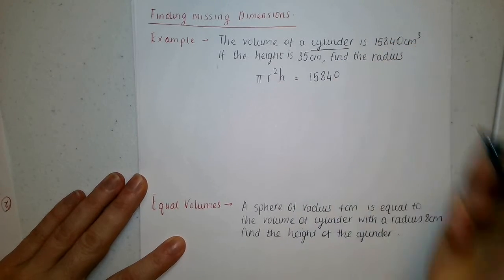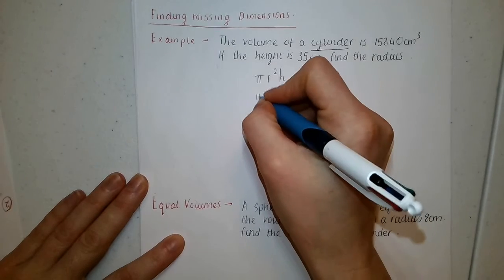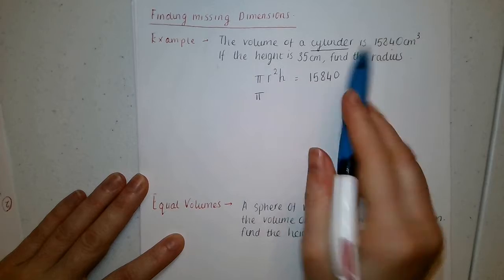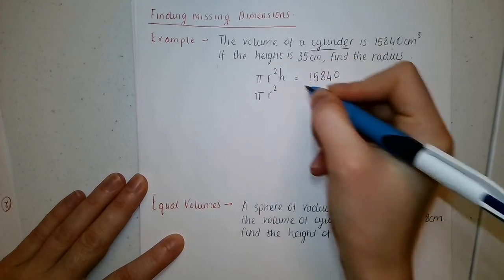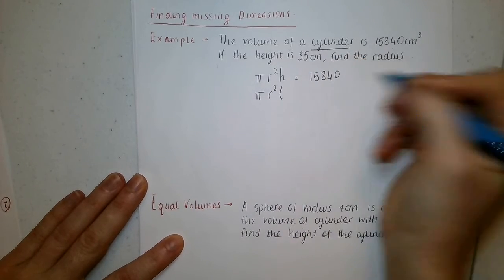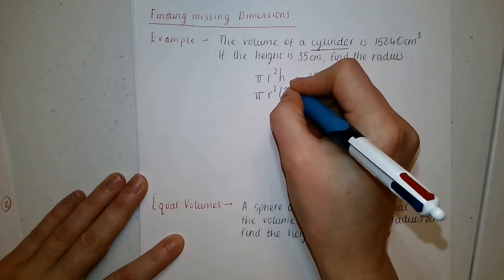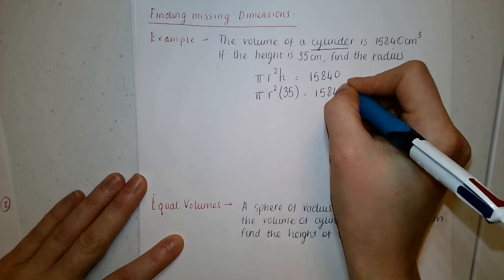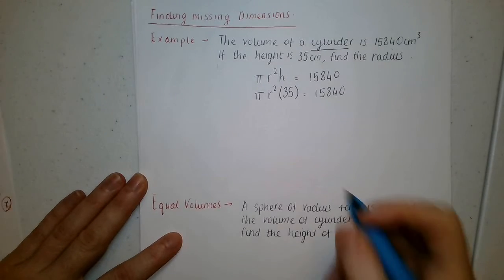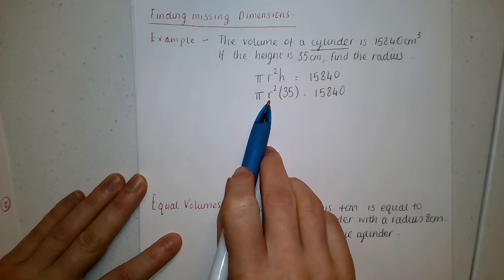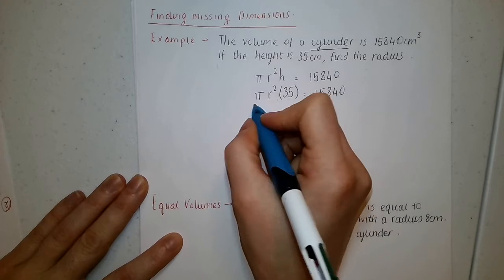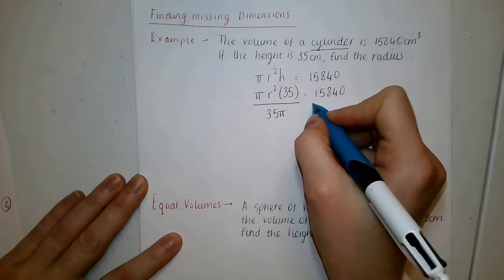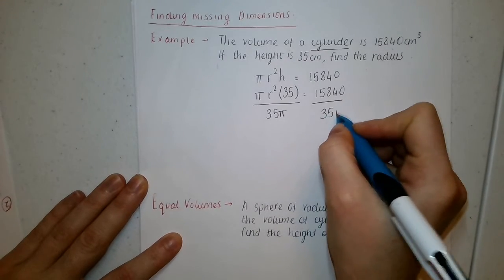And in this question that's equal to 15,840. We're going to leave pi as it is. We'll use the pi button on our calculator. We don't know what the radius is for now, so we're going to leave that as r squared. But we do know that the height is 35 centimetres. So we want to isolate r, we want to get r on its own. So we're going to divide both sides by 35 pi, and whatever I do to one side, I have to do to the other side.